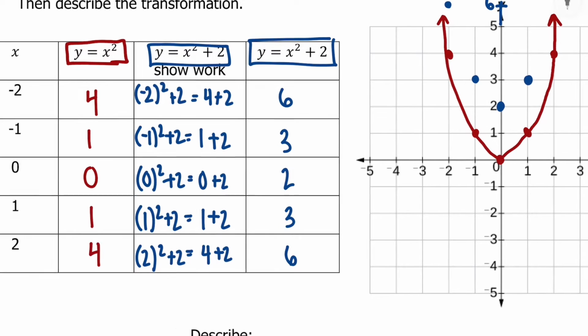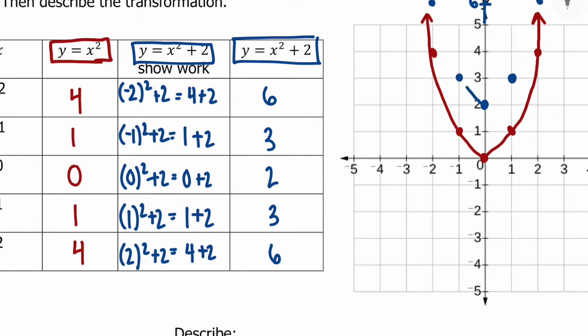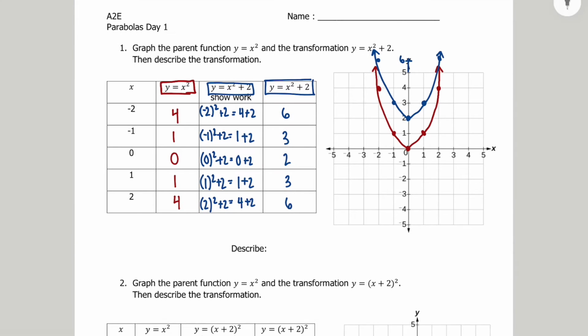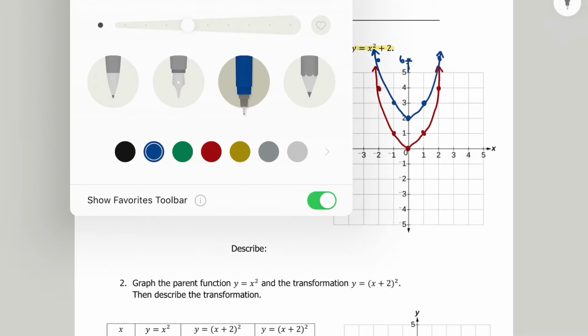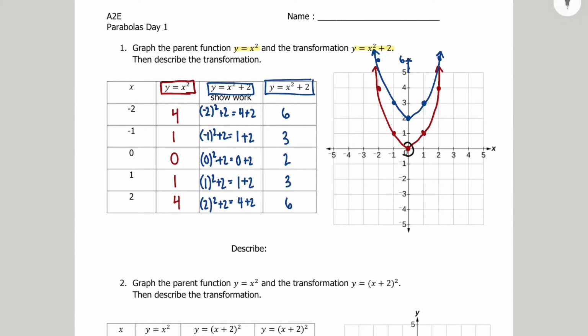Here, let me move this over a little bit. I don't know if you've noticed, it's the same parabola, but some things have changed. So when I go from this original parent function to this one, where I added 2, what happens is we notice that all of the points on the graph from the red move up 2. They all move up 2. So what this equation does to the parent function is move everything up 2. So 4 plus 2 is 6. 1 plus 2 is 3. 0 plus 2 is 2. And so on.